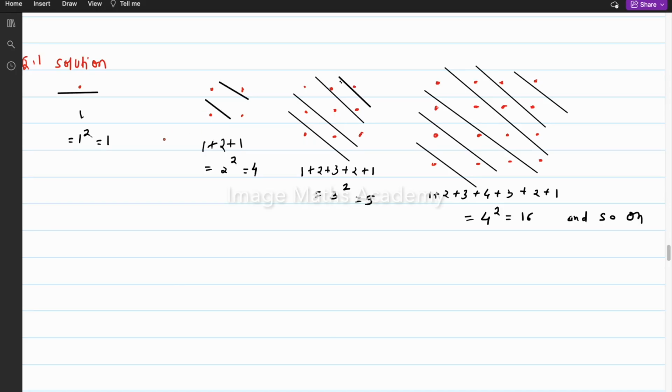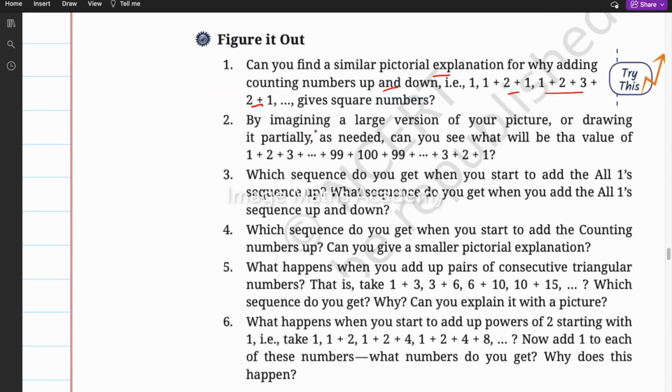Pictorial diagram is drawn by adding counting numbers up and down. So that is, we are getting 1 square, 2 square, that is 4, 3 square is 9, and 4 square, 16, and so on. Question number 2. By imagining a large version of your picture or drawing it partially as needed, can you see what will be the value of 1 plus 2 plus 3 up to 99 plus 100 plus 99 in decreasing order, 3 plus 2 plus 1? इसकी हमको वैल्यू बतानी है.